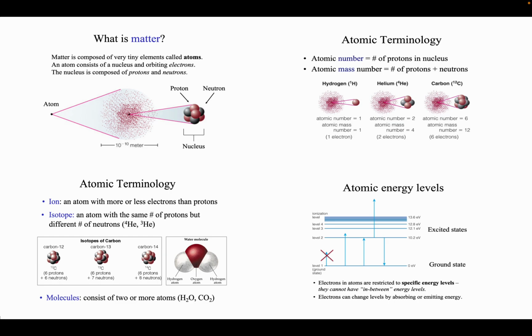An isotope is an atom with the same number of protons but a different number of neutrons, such as helium 4 and helium 3, which are the two isotopes of helium. Both have 2 protons in the nucleus, but helium 4 has 2 neutrons and helium 3 has 1 neutron.